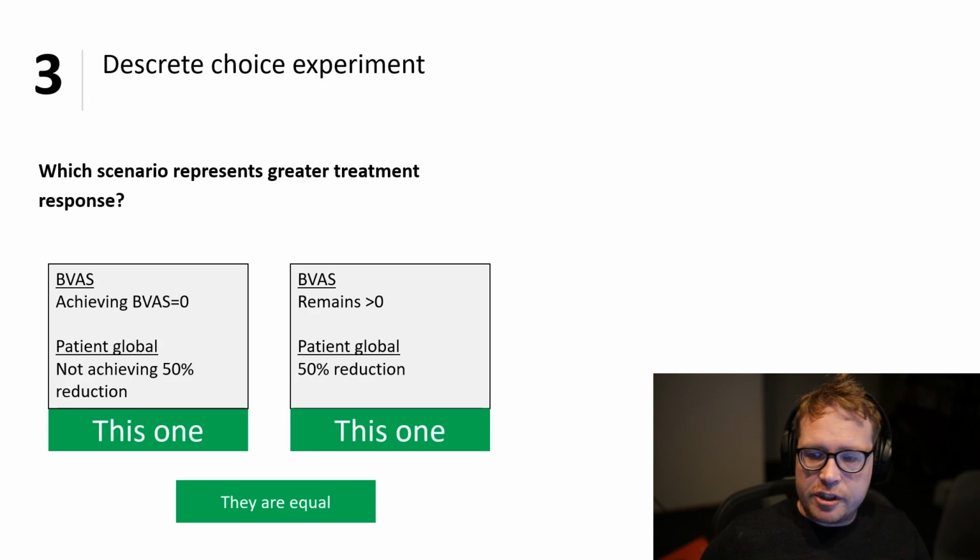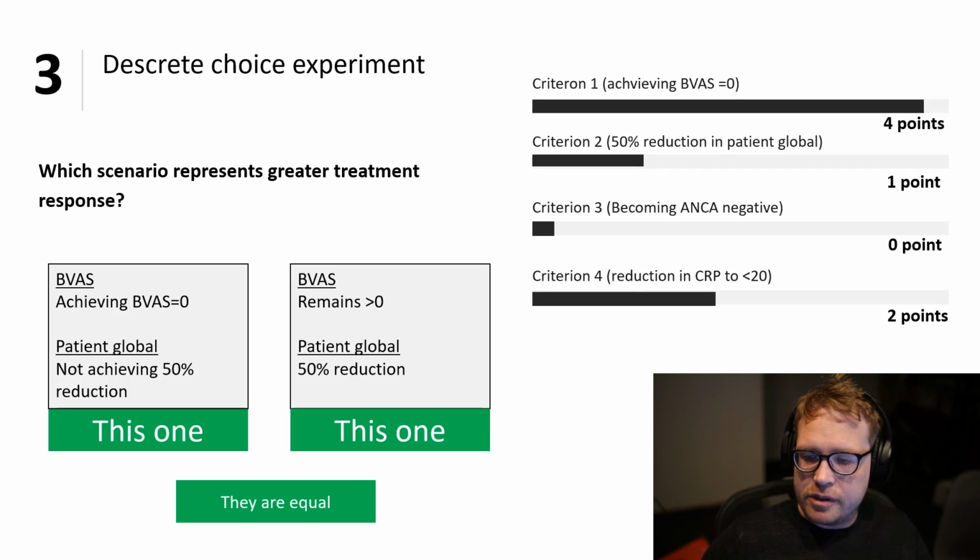Step 3 is a discrete choice experiment. The discrete choice experiment will be an online study using the 1000minds software. The same participants will again take part in the study. They will be presented with 2 criteria at a time and asked to assess which of them represents greater treatment response.